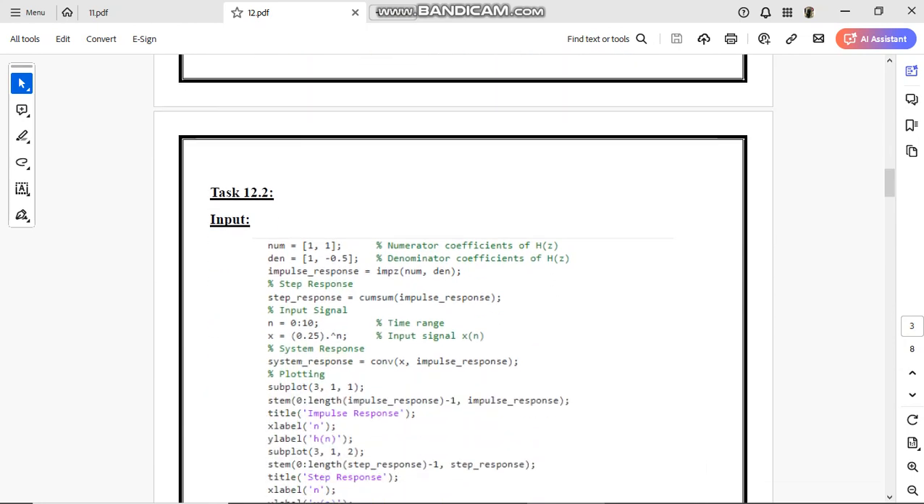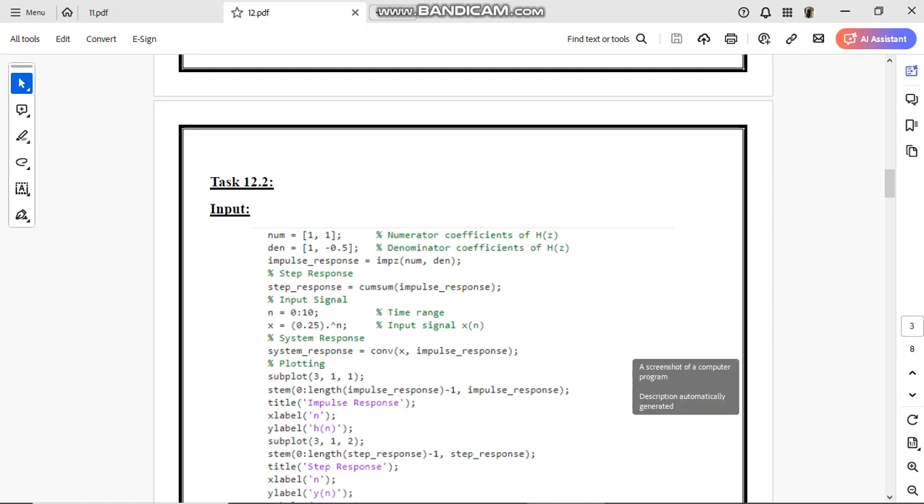Moving on to the next task, which is 12.2. The numerator coefficients of H of z and the denominator coefficients of H of z have been defined at the start of the code, where the numerator is 1 and 1 and the denominator is 1 and minus 0.5. Then a step response has been calculated.